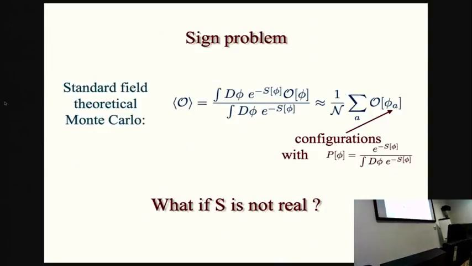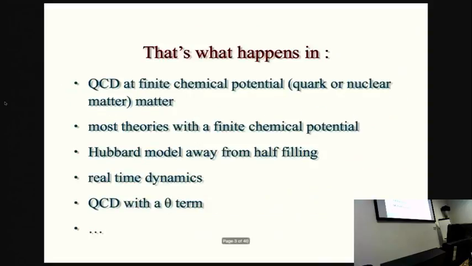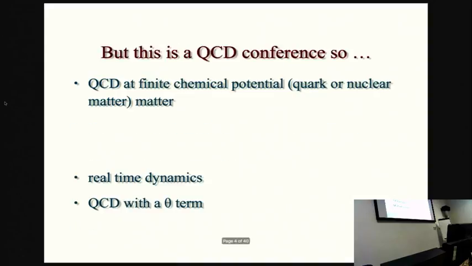So anyway, now that I know the audience better, I think it's ridiculous to go to this slide, so I'm not going to tell you what the sign problem is. And I'm not going to even tell you when it appears. It appears everywhere. It's an important problem. And even if you restrict to QCD, there are at least three circumstances where it appears.